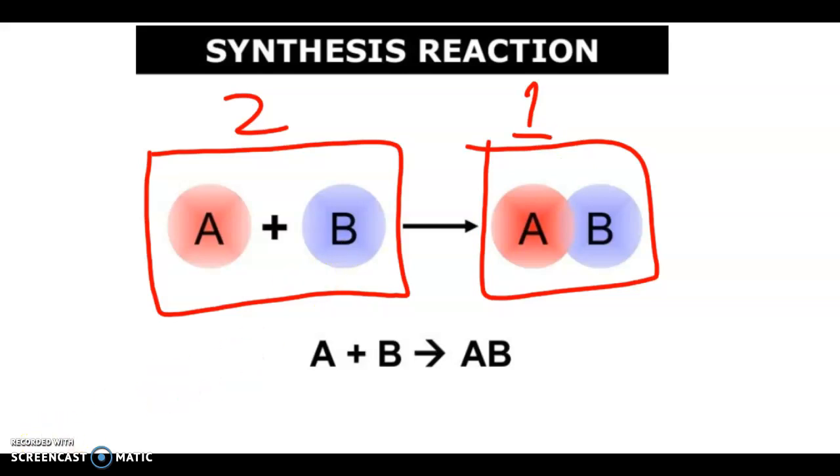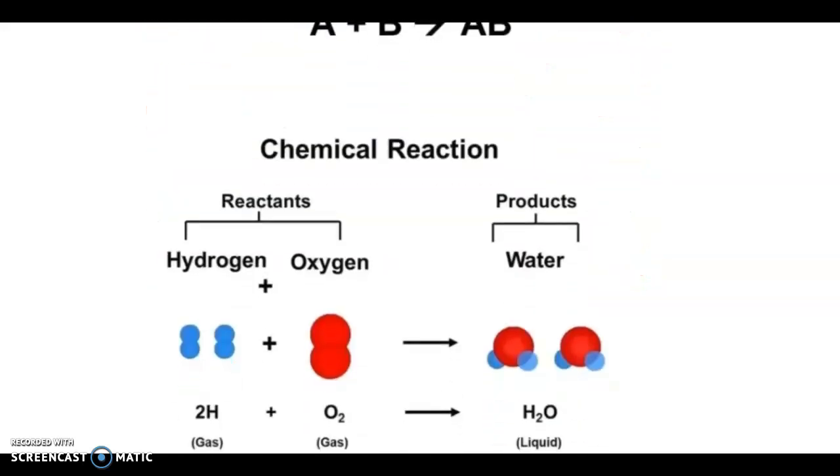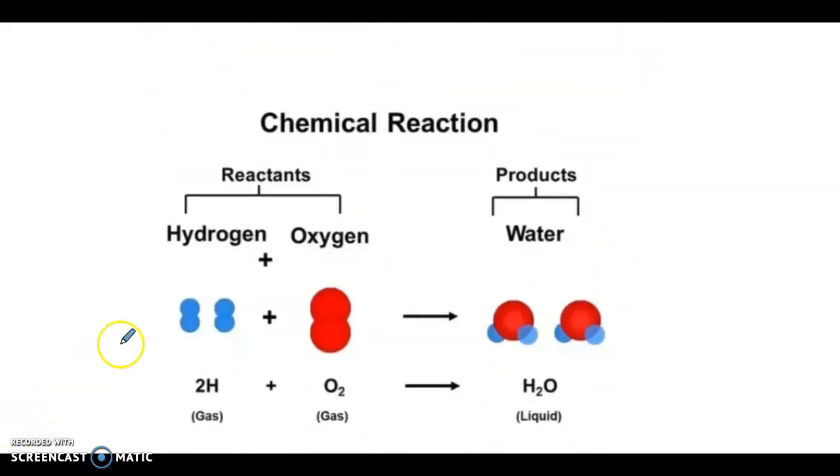And in this case, A and B are placeholders for actual elements. So to give you a real example, if we take hydrogen gas, hydrogen plus oxygen makes water. So we're creating one unified product from two separate elements.